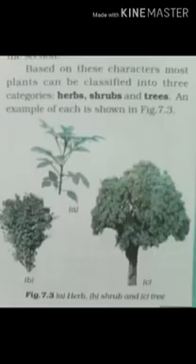Also, the branches are different, or we can say the stems are different. For herbs, the stem is green, it is tender. If you bend it, it will be soft. But for trees, these branches are hard, and if you try to bend, they'll break. They'll not bend, but they will break. So these are the basis on which plants are categorized into herbs, shrubs, and trees.